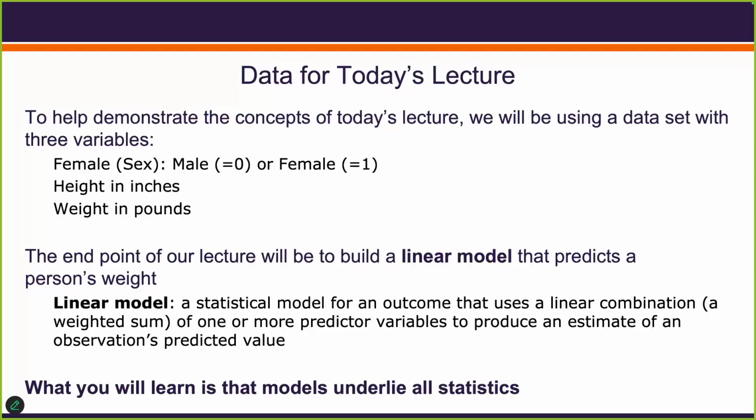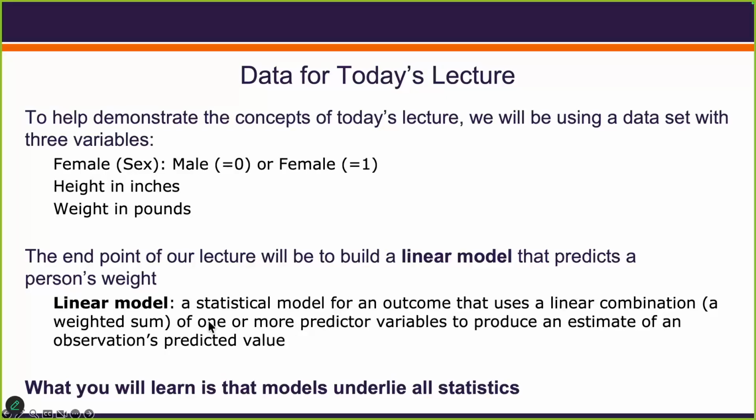These are the variables that we have in the data set. Not a whole lot here. We've got a person's biological sex, male or female. I've limited it to male, female, just for the simplicity of this analysis that we're about to get into. We have height in inches, we have weight in pounds, so that is our data. The endpoint of this lecture will be to build a linear model that predicts the person's weight.